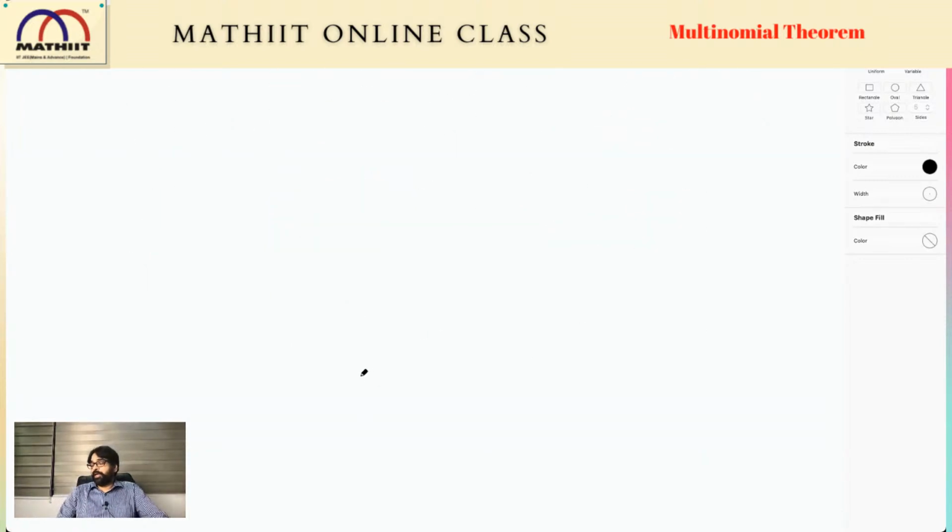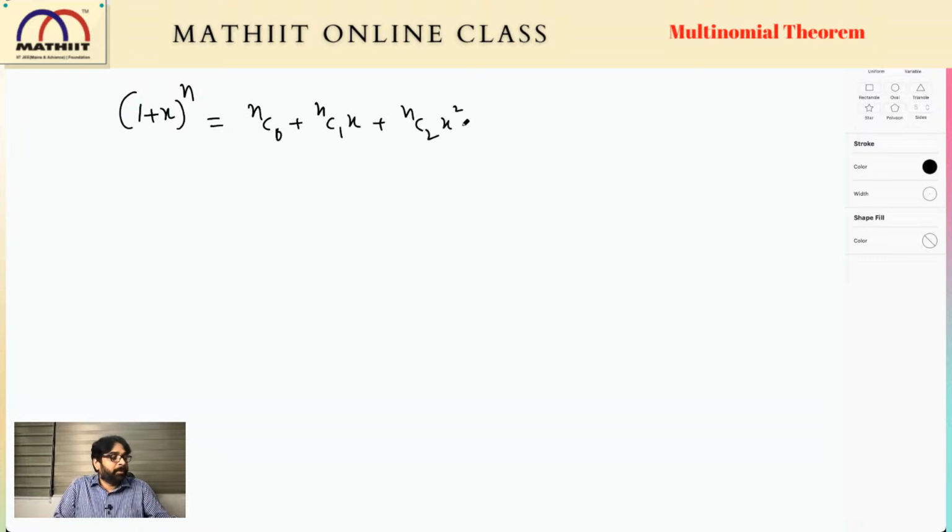So this way we can calculate the coefficient. Now let's move further. We understood how to expand (1 + x)^n, carefully, if n is a natural number. We understood that it is nC0 plus nC1 x plus nC2 x square plus nC3 x cube and so on, up to nCn x power n. This is the expansion, but that is true only for n belonging to natural numbers.